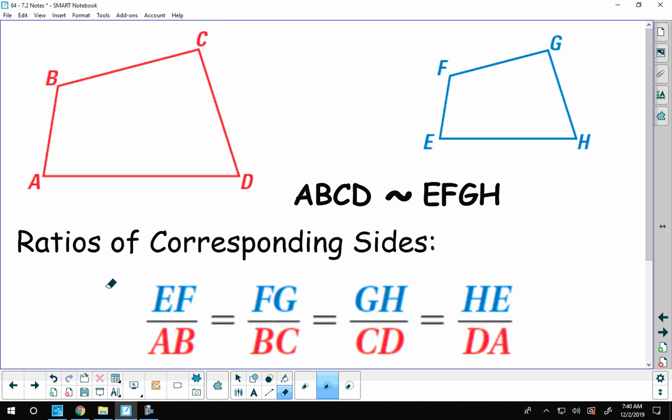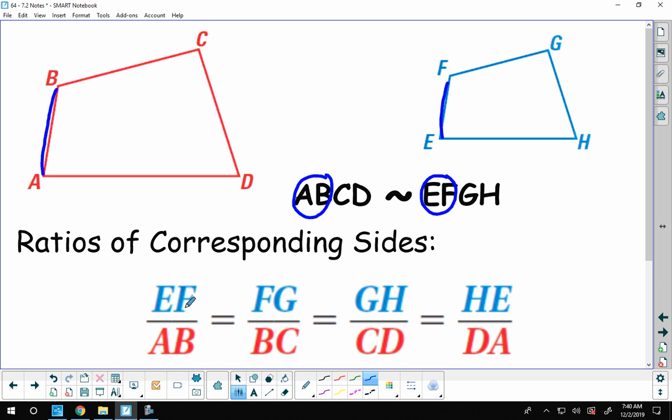and corresponding side lengths are proportional, which means, if you look here, in the top of these ratios, so we learned about ratios in 7.1, are the four sides from our smaller polygon. And in the bottom of the ratios are the four sides from the bigger polygon. So you can see that side EF corresponds to side AB in the red polygon.